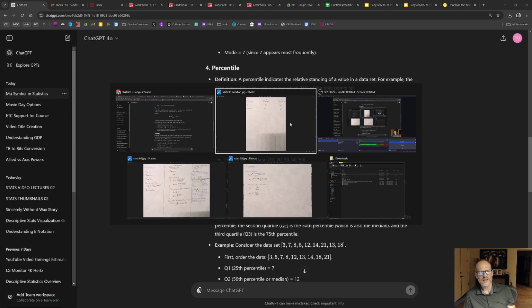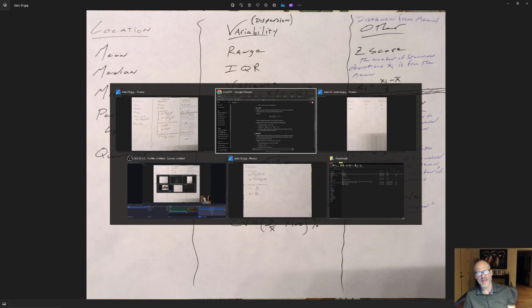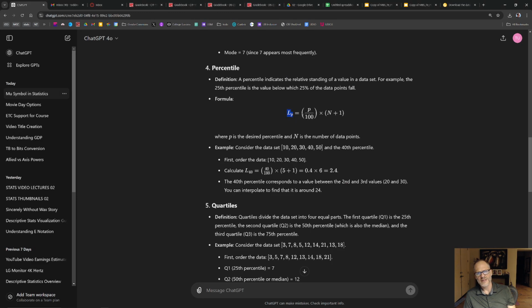And again, you could see this on this sheet that I put together right here. LP is equal to P over 100 multiplied by N plus 1, where P is the desired percentile we want to figure out, and N is the number of data points.